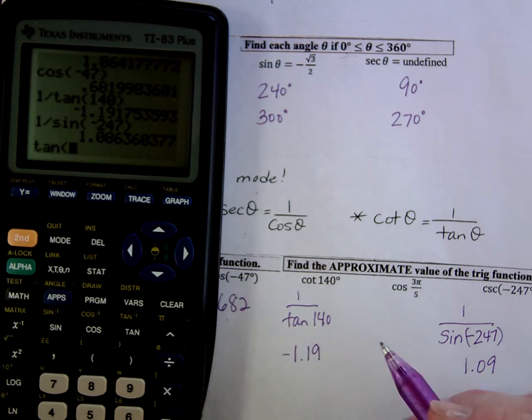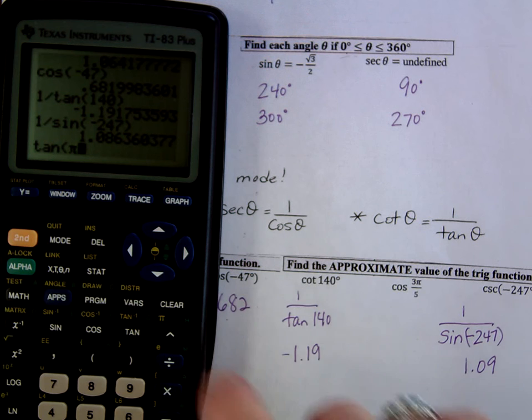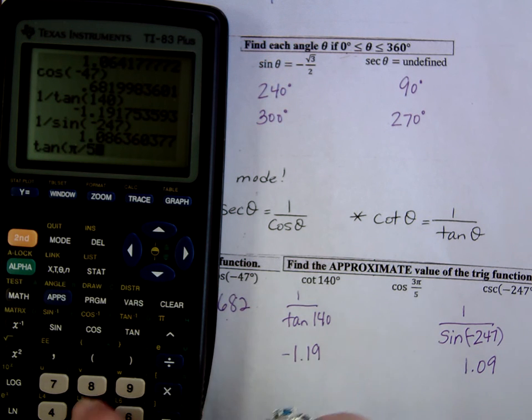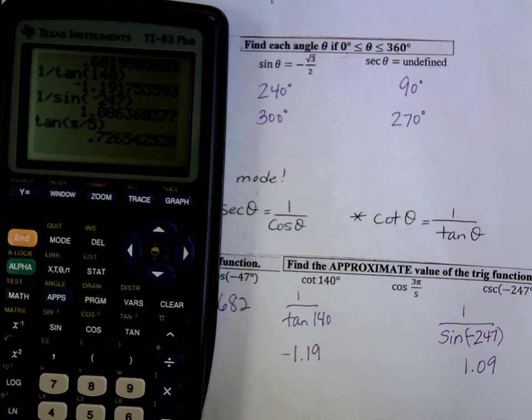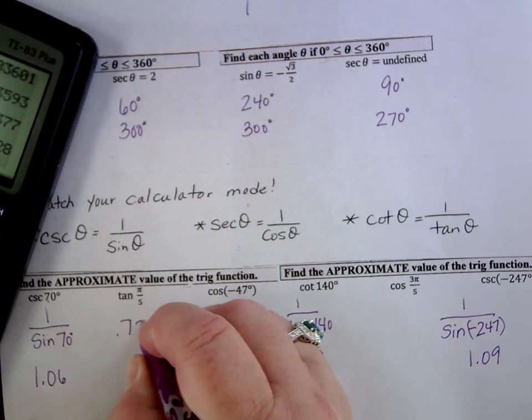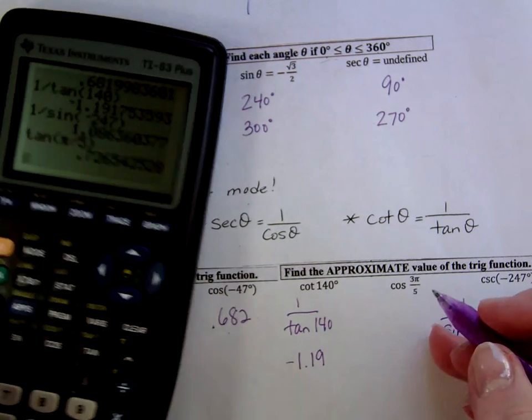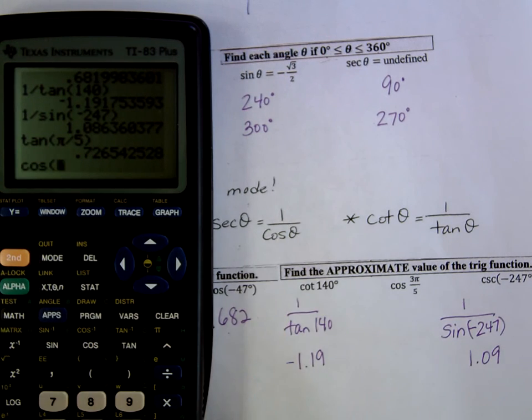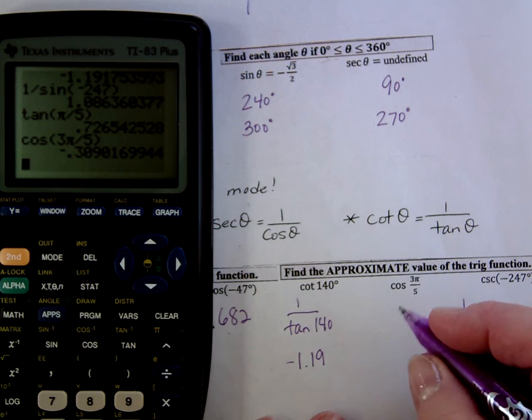And then pi is over here, second, and then the up arrow. Pi divided by 5, just like it looks. Gives me an answer of 0.73. And then the last one is the cosine of 3 pi over 5. Again, I have a cosine button, so I can just press cosine, put in 3 pi divided by 5, and that gives me an answer of negative 0.31.